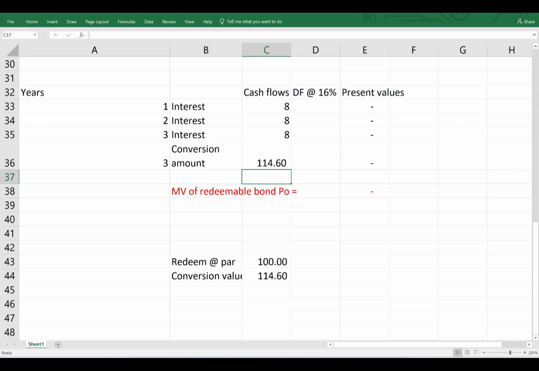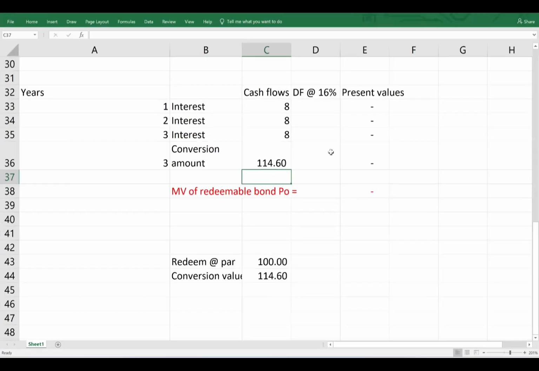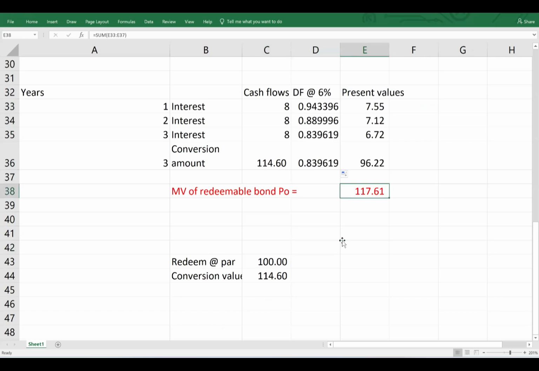And then what is my discount factor? He tells us here: the debt holders require a return of 6%. So 6% is the Kd, the return of the investors. So 1.06 raised to the power minus n. That's the market value of the bond. How much? 117.61. Is that clear?